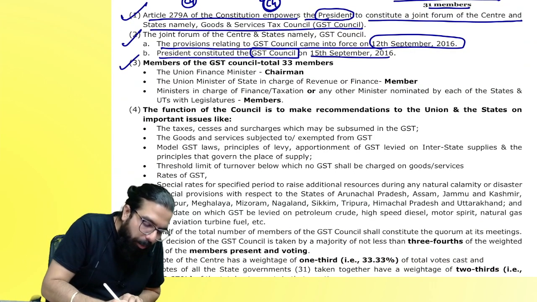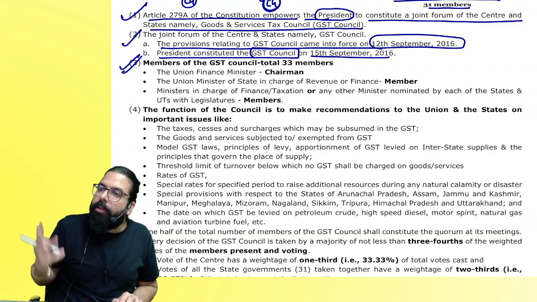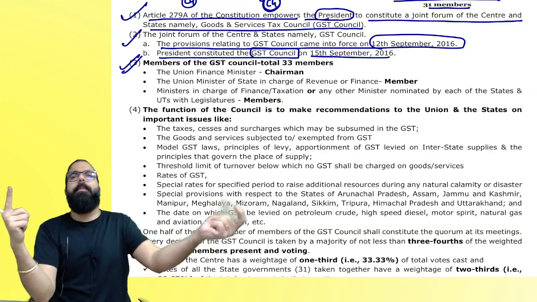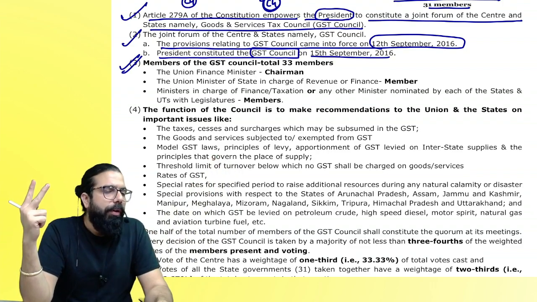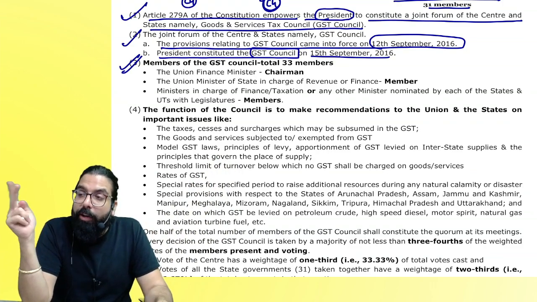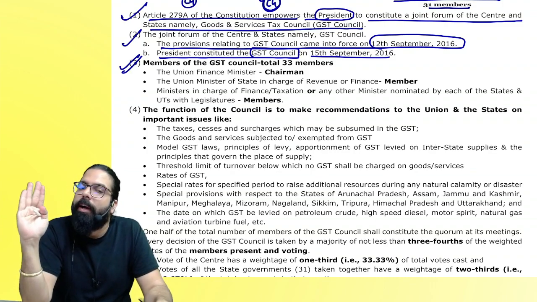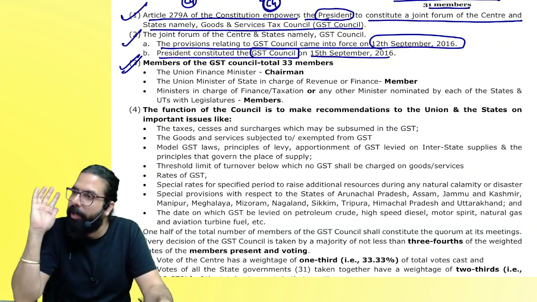Next. How many members are there, everyone? 33 members. One is what? Union Finance Minister. Number two, Union Minister of State, who is basically in charge of revenue and finance. And the last one, 31 State Finance Ministers. Can I go ahead, everyone?